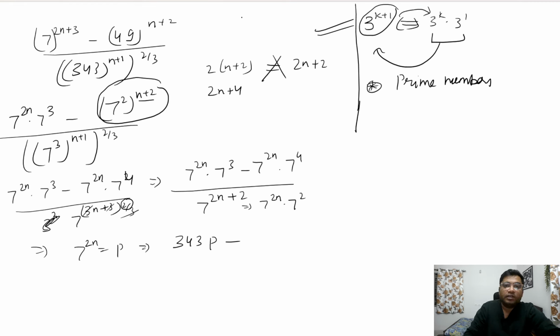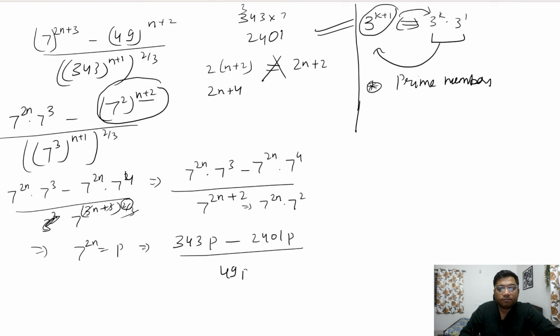I have no idea what that is, so I'm going to multiply 343 with 7. 7 3s are 21, 7 4s are 28 plus 2 is 30, 7 3s are 21 plus 3 is 24. So I have 2401p by, and we now have 7 to the power 2n, so 49p.